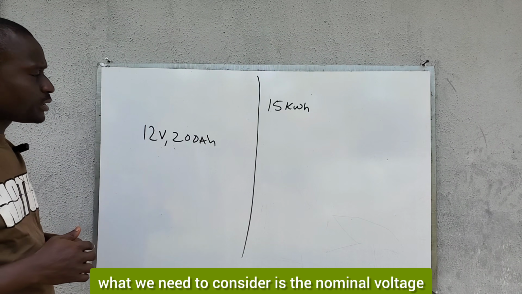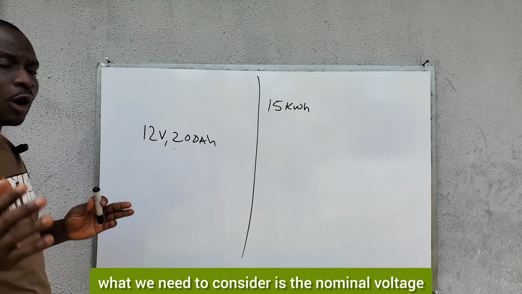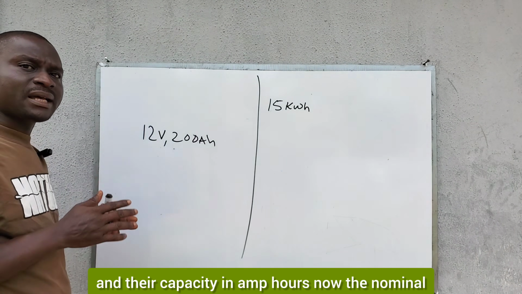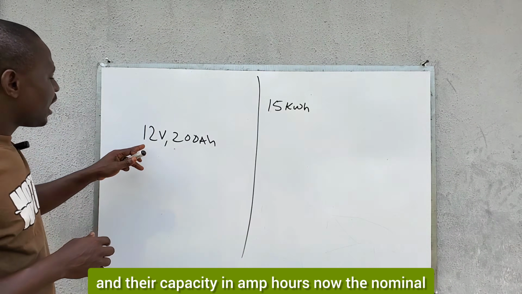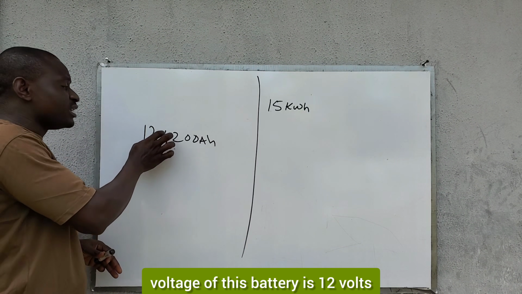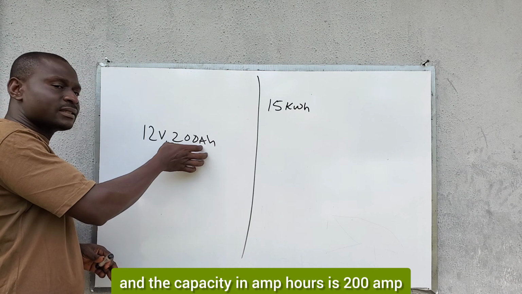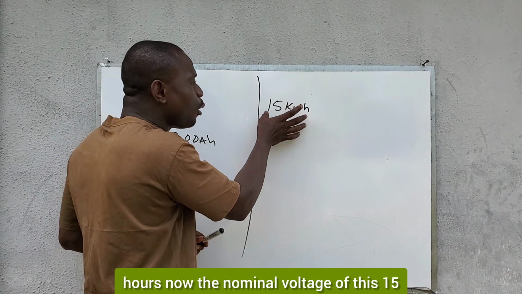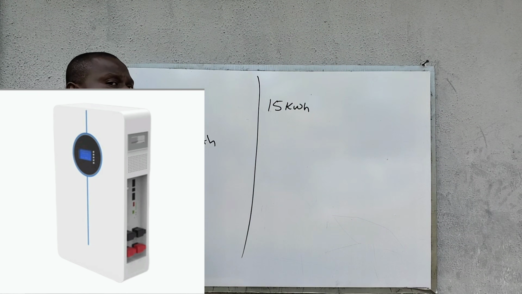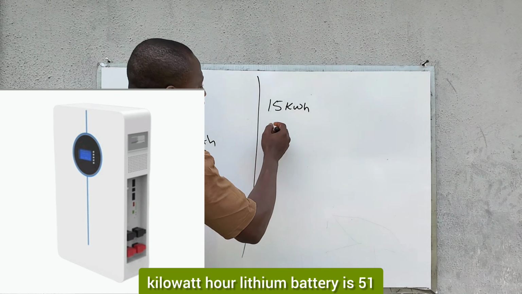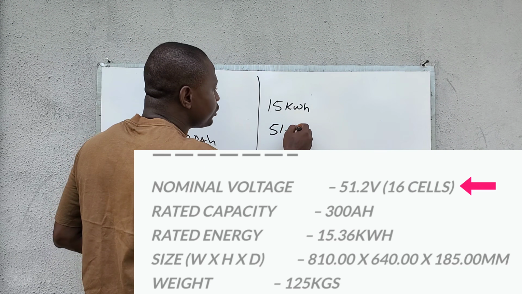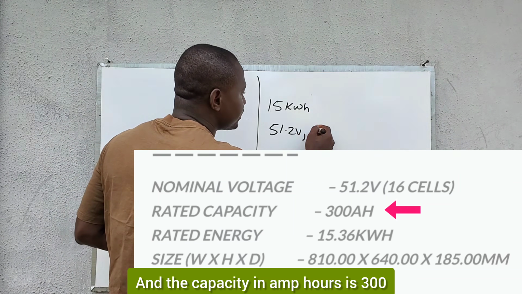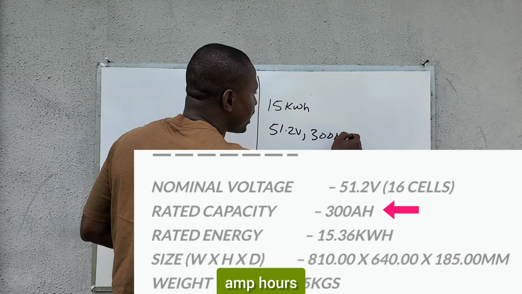Now, what we need to consider is the nominal voltage of each of these batteries and their capacity in amp hours. The nominal voltage of this battery is 12 volts and the capacity is 200 amp hours. The nominal voltage of this 15 kilowatt hour lithium battery is 51.2 volts and the capacity is 300 amp hours.